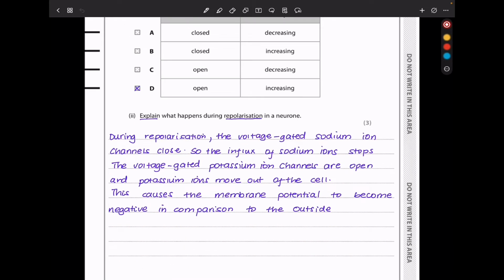And next is explain what happens during repolarization in a neuron. During repolarization, the sodium ion channels are closed, meaning sodium ions no longer enter the neuron, and the potassium ion channels are open, meaning potassium ions are leaving, so the membrane potential inside the neuron decreases in comparison to the outside. So I say during repolarization, the voltage-gated sodium ion channels close, so the influx of sodium ions stops. The voltage-gated potassium ion channels are open, and potassium ions move out of the cell. This causes the membrane potential to become negative in comparison to the outside.